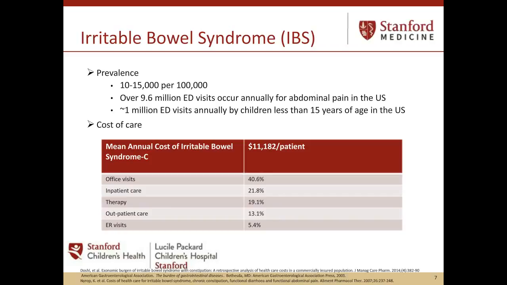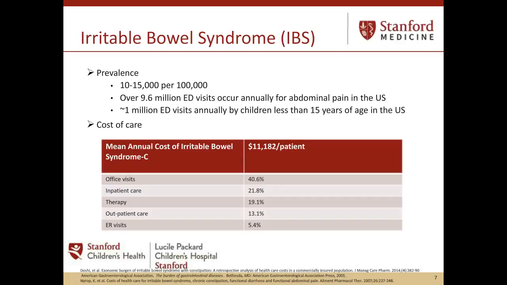But I want to make sure we understand that it's a clinical entity that requires a lot of healthcare utilization, even acute care services such as emergency room visits. Over 9.6 million ED visits occur, and that's probably underestimated annually in the U.S. About 1 million or more ED visits are occurring in children less than 15 years of age. The costs are enormous, and this is actually just one type of irritable bowel syndrome. Notice the C in irritable bowel syndrome type C, and what that means is constipation.